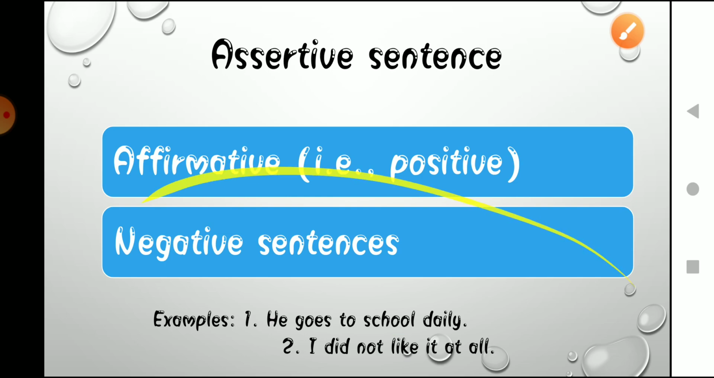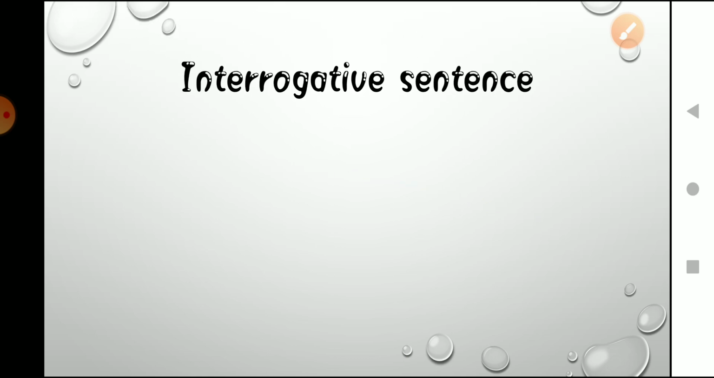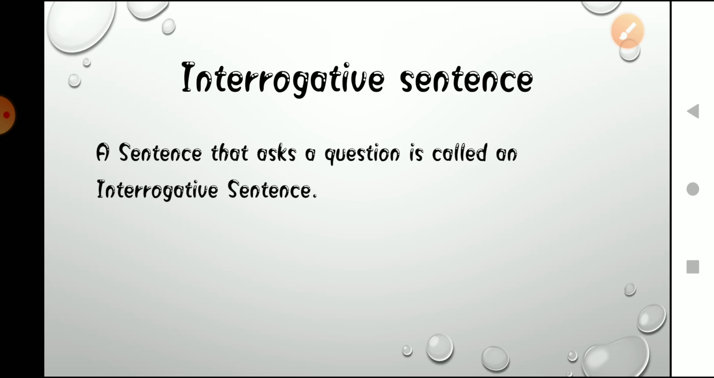Okay, now moving forward to the second type of sentences, that is the interrogative sentences. So what are interrogative sentences? Let's read the definition first. A sentence that asks a question is called an interrogative sentence. So basically sentences in which there is a question, the sentences in which we ask a question or someone is asking a question, are known as interrogative sentences. So basically in these types of sentences questioning is there.